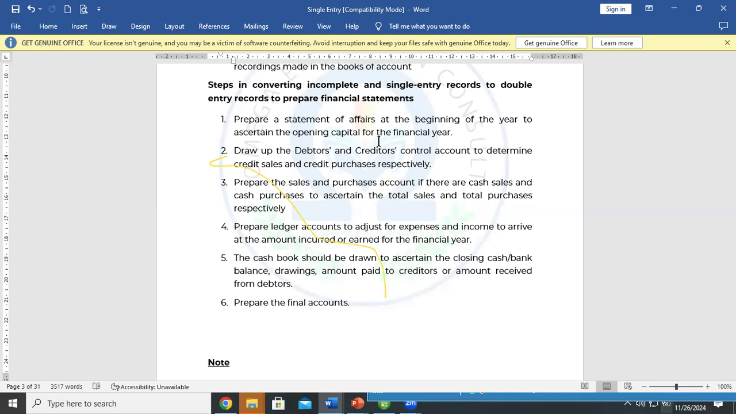Good. Point number 3. Okay, let me do this one. Prepare the sales and purchases account if there are cash sales and cash purchases. Okay, so you prepare your sales and purchases account. The essence is for you to get your total sales and your total purchases. Okay, great. The next one is you prepare the ledger accounts to adjust for expenses and income.